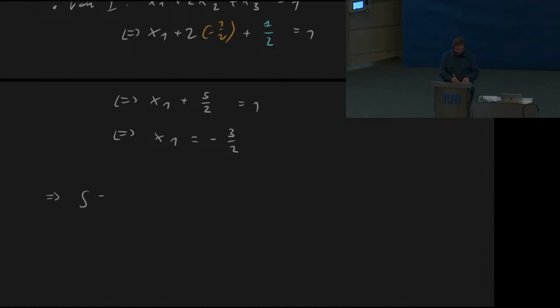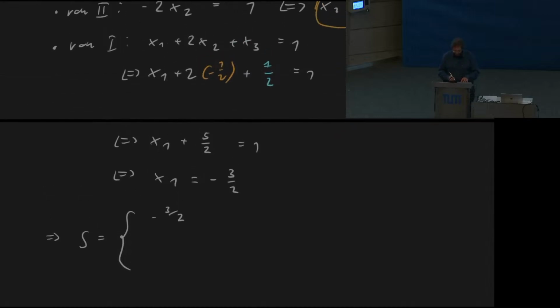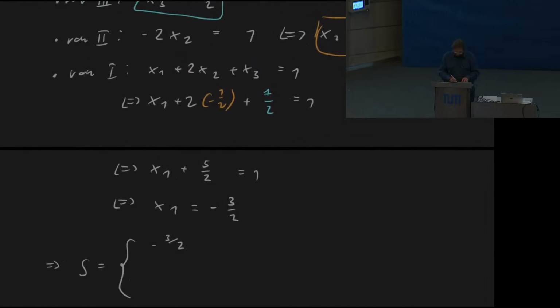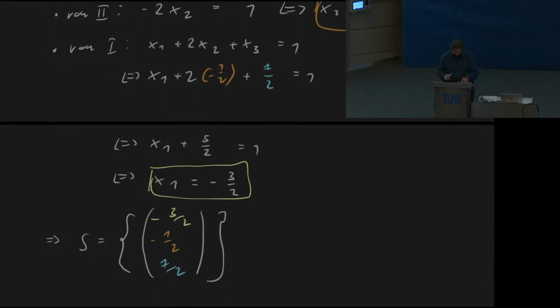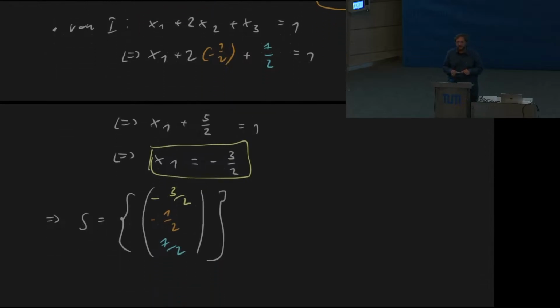And finally, that means the solution set for our equation, that is x1 is minus 3/2, then x2 was minus 1/2, and finally x3 was 7/2. So just a single unique solution in this specific case.